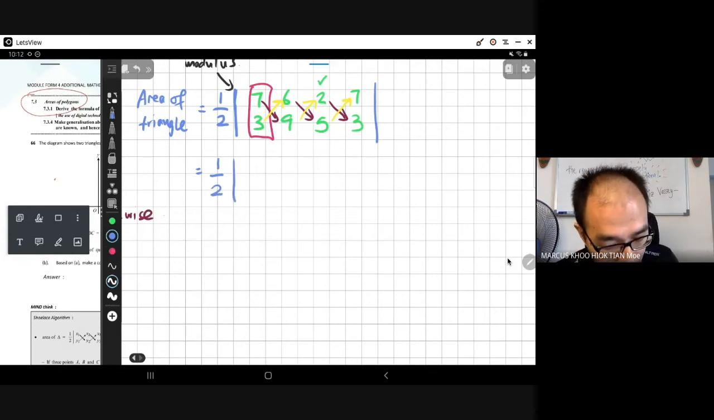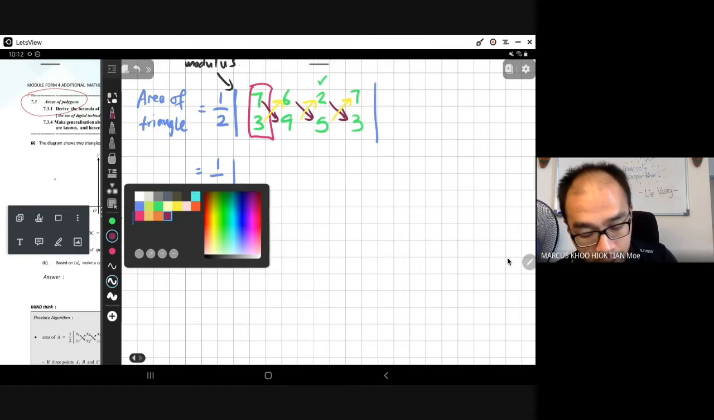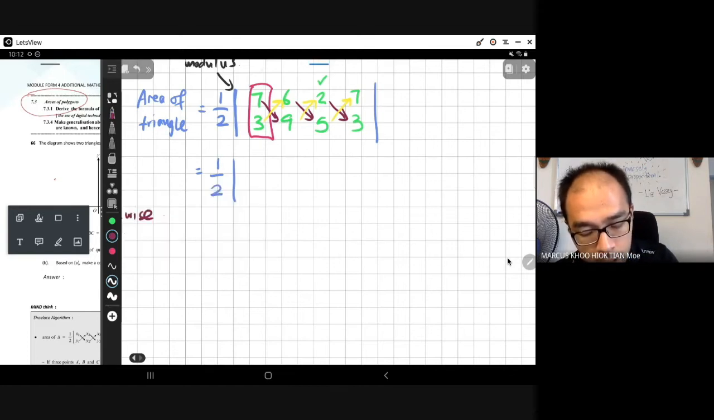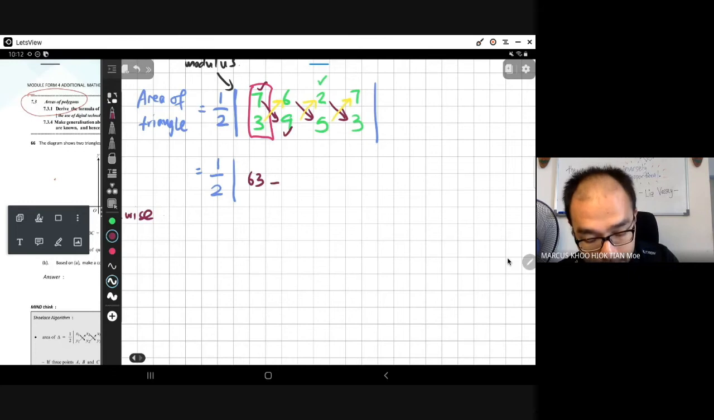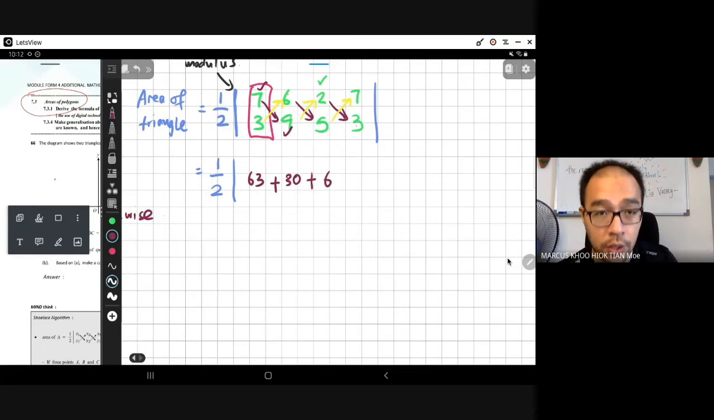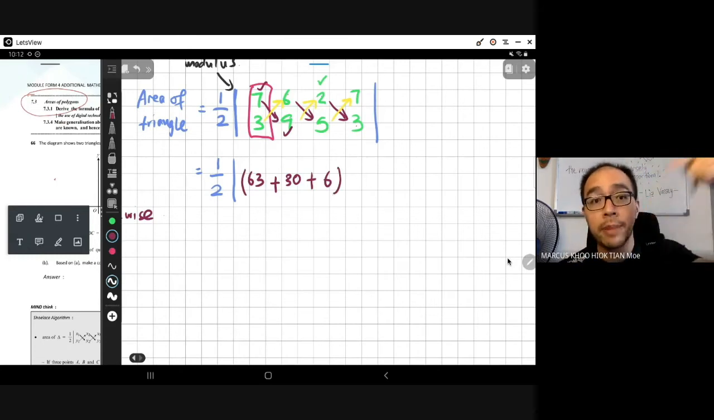Okay, now I'm going to write the ones in the red color. Okay, this one. So 7 times 9 is 63. Okay, plus 6 times 5 is 30. Plus 2 times 3 is 6. Okay, this is the red color bracket, the going down, the multiply downwards bracket.